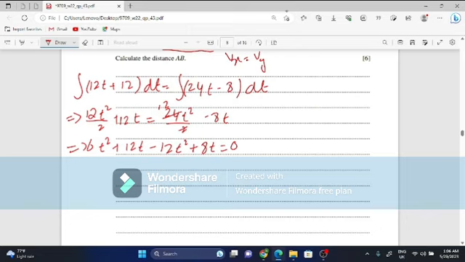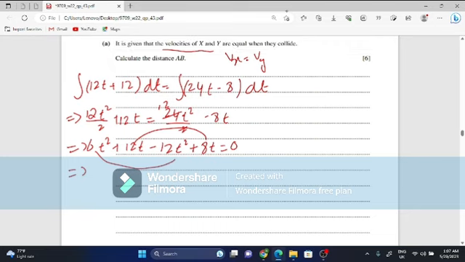Now solve this quadratic equation, similar terms together, this one and this one. So by doing this, you have 6t square minus 12t square, that again gives you minus 6t square, and 12t plus 8t, that gives you 20t, which is equal to 0.